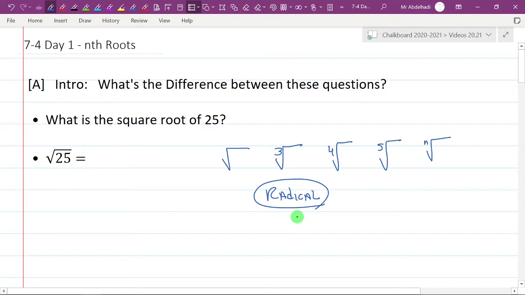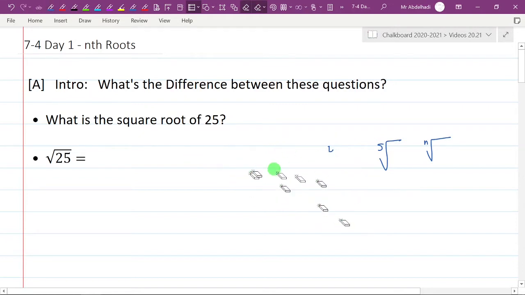Anyway, before we get into nth roots and all different kinds of roots, let's just talk about square roots for a moment. I have two questions on the screen here. I have, what is the square root of 25? And then I have this thing here that normally people would look at as the square root of 25 equals. And my question is, what is the difference between these two questions? Why are they different, or are they different?